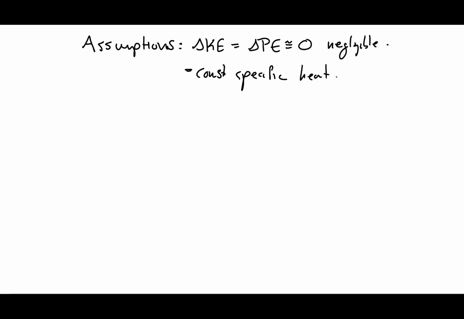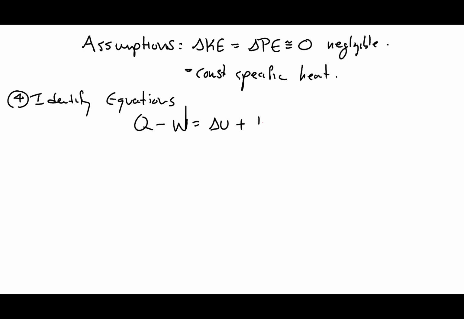Now we want to identify our equations. So the equation that we're going to be solving for this is the first law. So we have Q minus W is equal to delta U plus the change in kinetic energy plus the change in potential energy. So this is the equation we're going to be solving. We already know that the change in kinetic energy and the change in potential energy are both 0 because we made that assumption. And there's also no work.